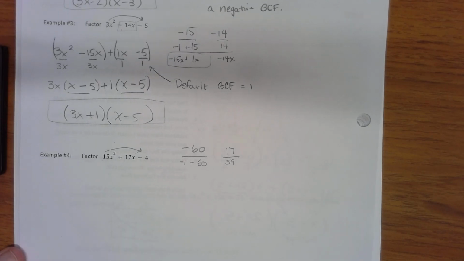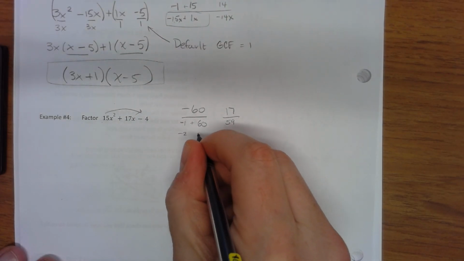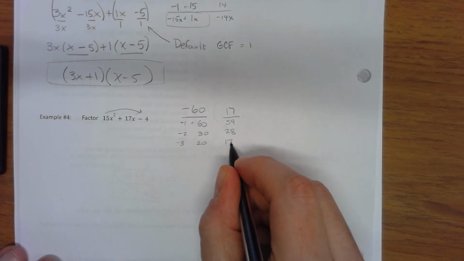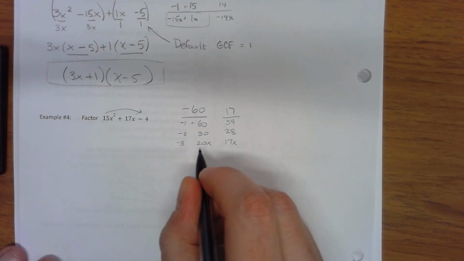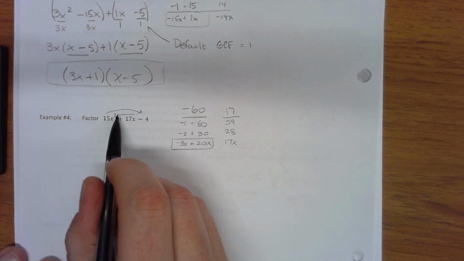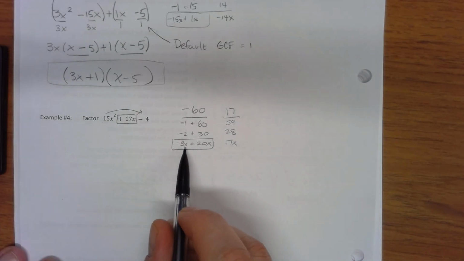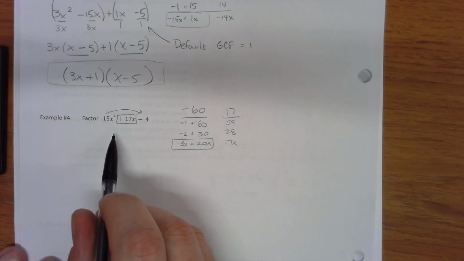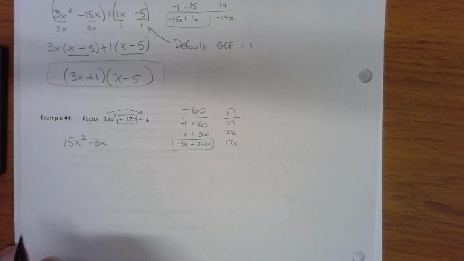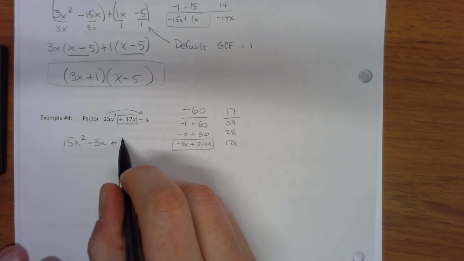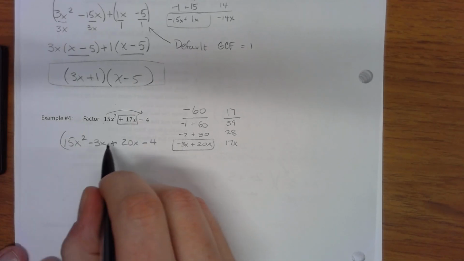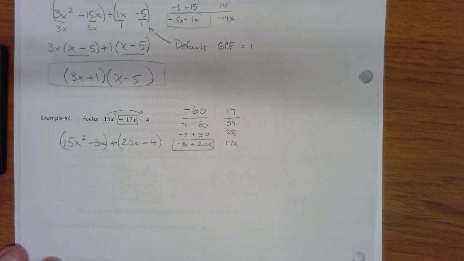We got a 59 here. We got to keep looking. Negative 2 and 30 make 28. Negative 3 and 20 make 17. That 17 is there because we want a 17x. So we're going to replace our middle term with a negative 3x and a 20x. If I put this negative 3x on the left, it might make it easier to factor out my GCF in pairs. Plus sign has to be in the middle, 20x, and then we're going to end with a minus 4, that last term. We do have that plus sign in the middle, so good for us.